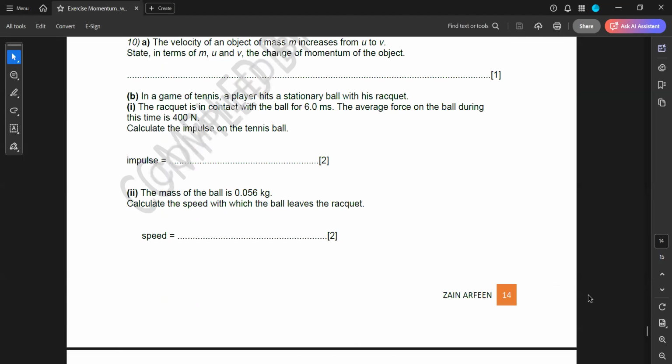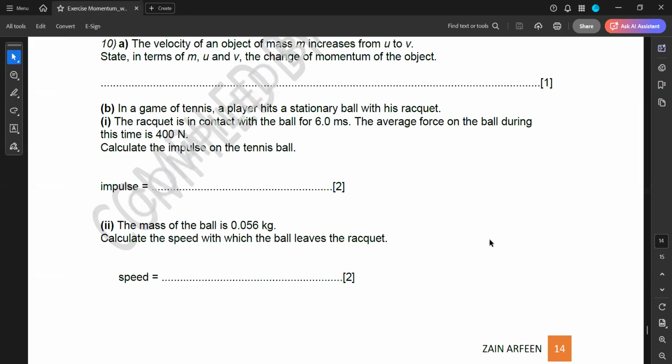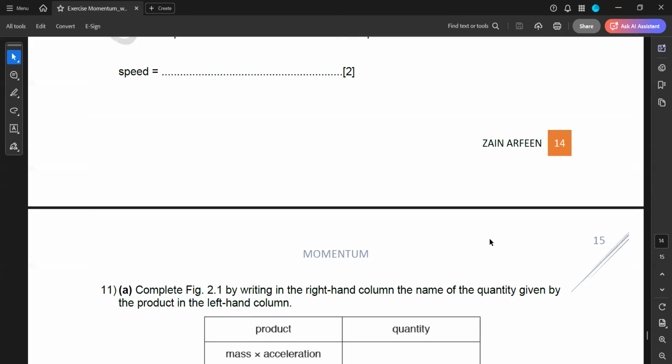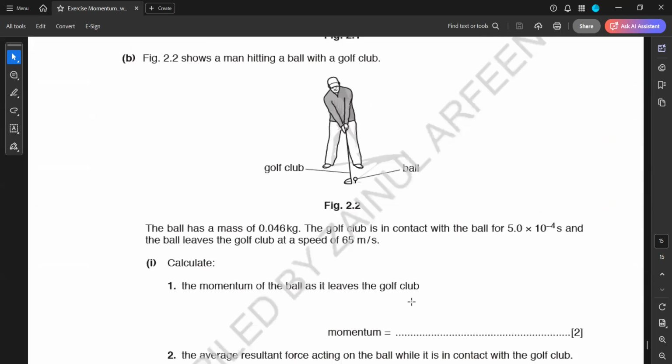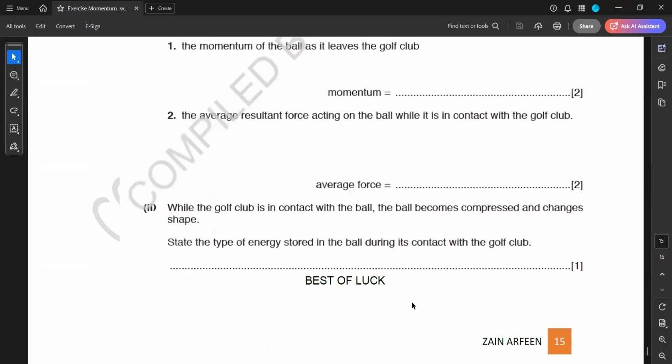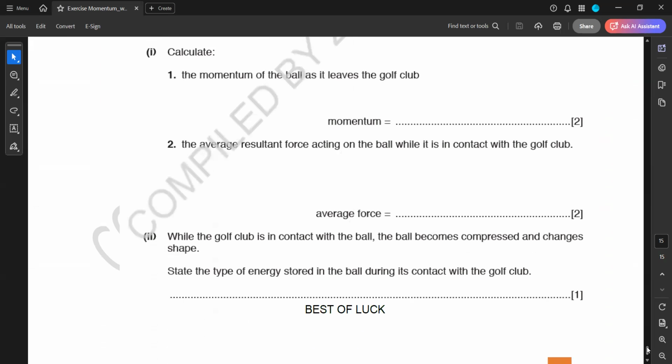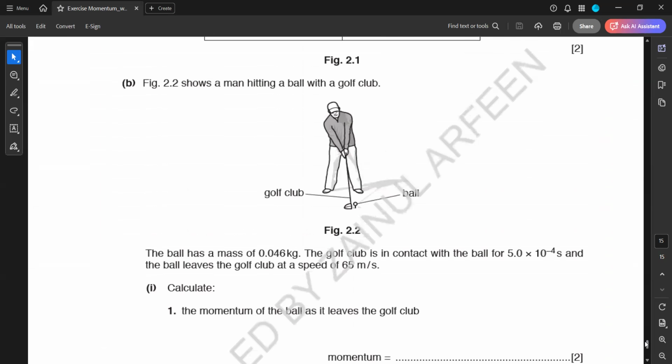Question 10, any doubt? Question 11, any doubt? 11A, B. Any doubt, Sir, in this? You in 11B? Okay.